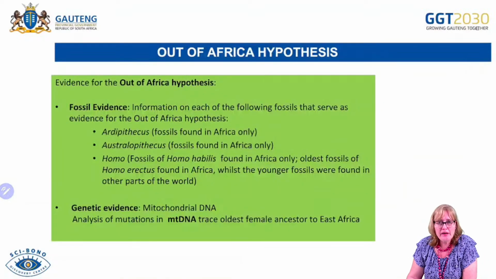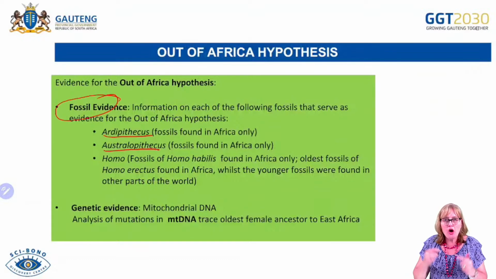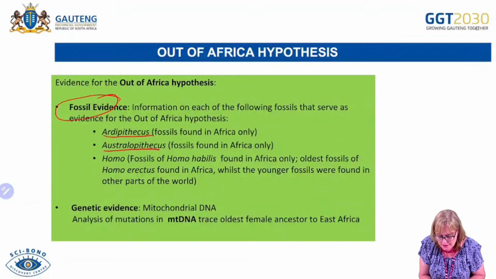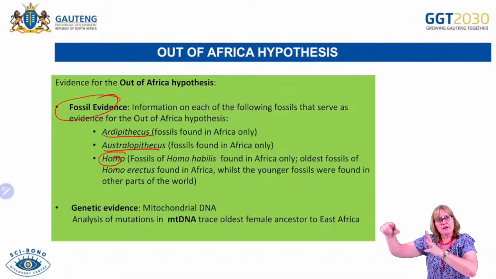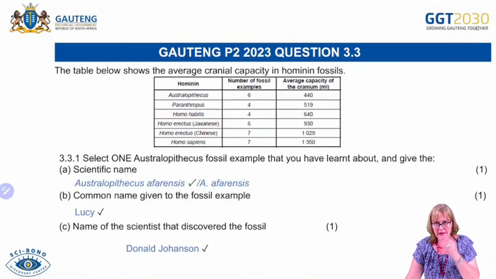Right. Out of Africa hypothesis, what's important here? You must know what's the fossil evidence. These 2 were only found in Africa. That's a big thing, only found. And then this one, the oldest fossils were found in Africa, and the younger ones in the rest of the world. Right. Genetic evidence, mitochondrial DNA, trace the oldest female to East Africa, looking at those mutations.